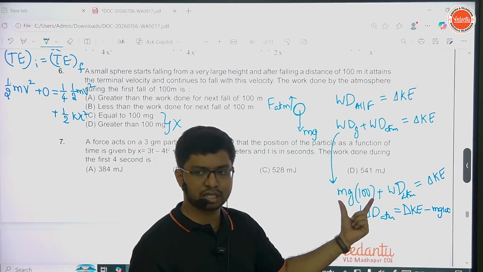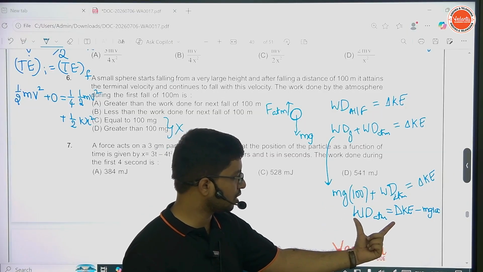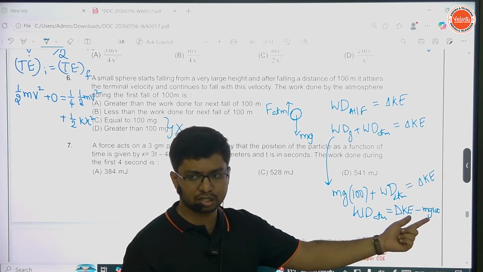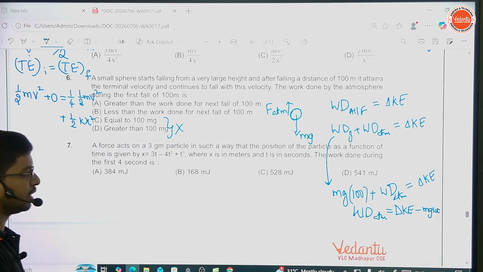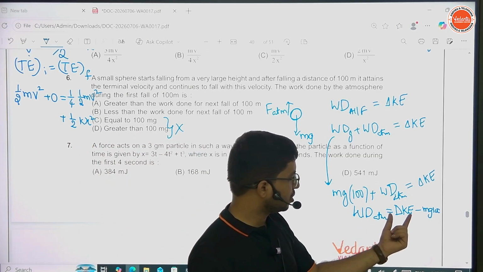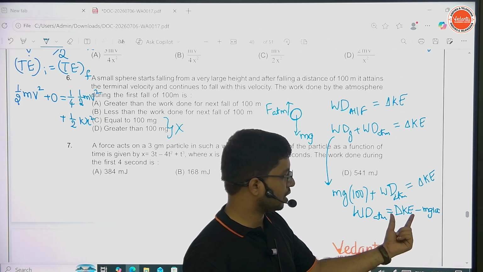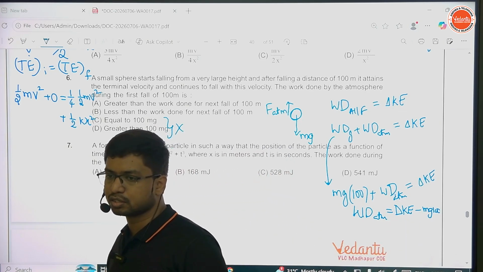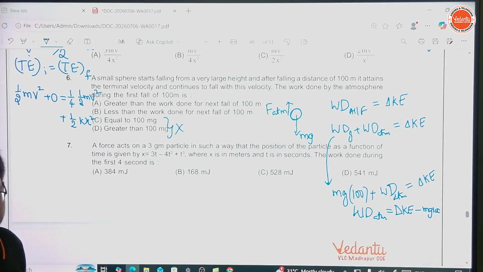Mg into 100 only, right? But then over here we are getting this equal to this change in kinetic energy minus mg into 100, right? Change in kinetic energy minus mg into 100 here. So how do you get it from here? Okay, at least can you tell me, is your delta KE over here more than mg into 100 or less than mg into 100? Less than. Why?